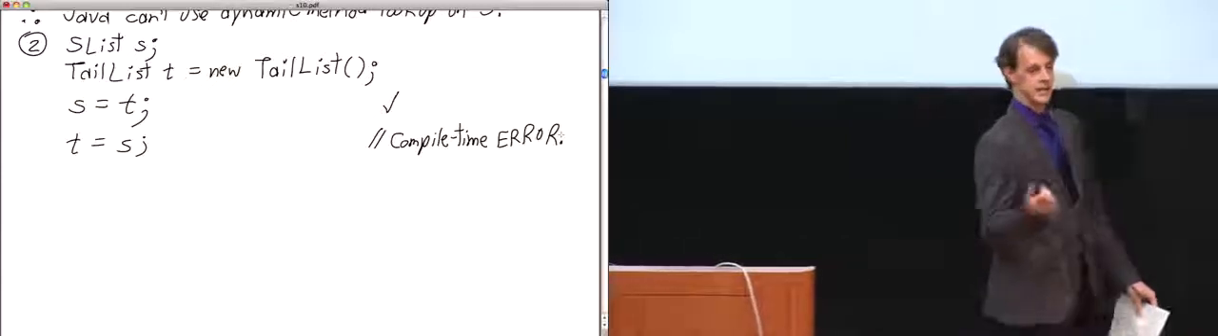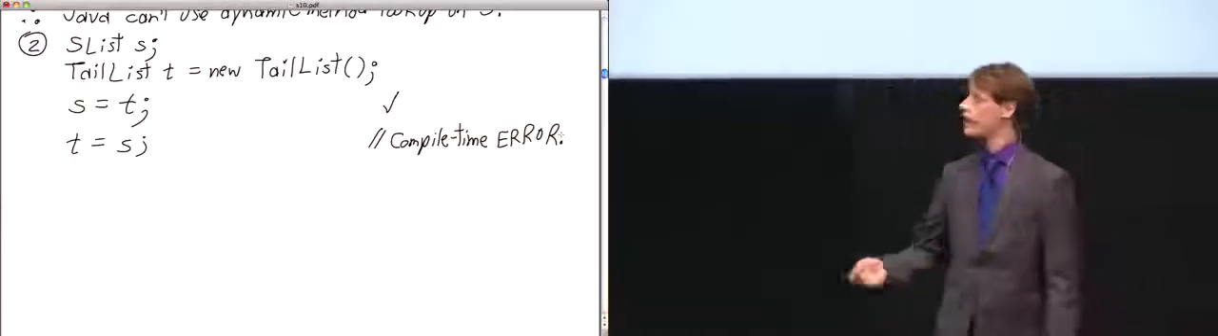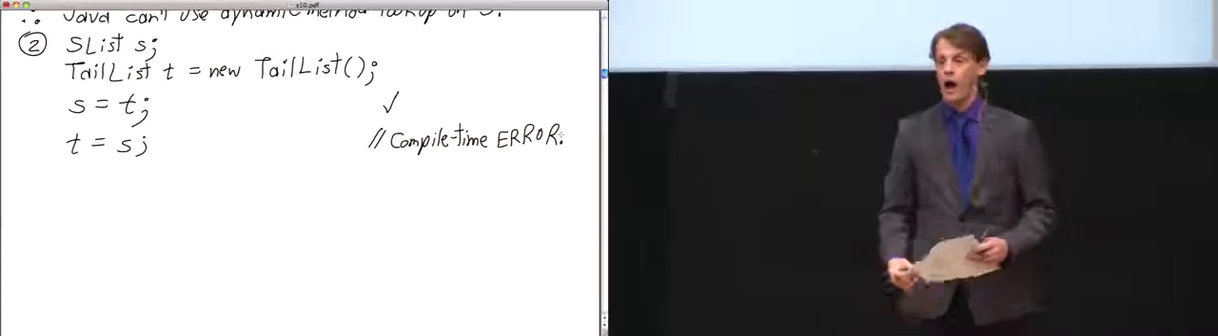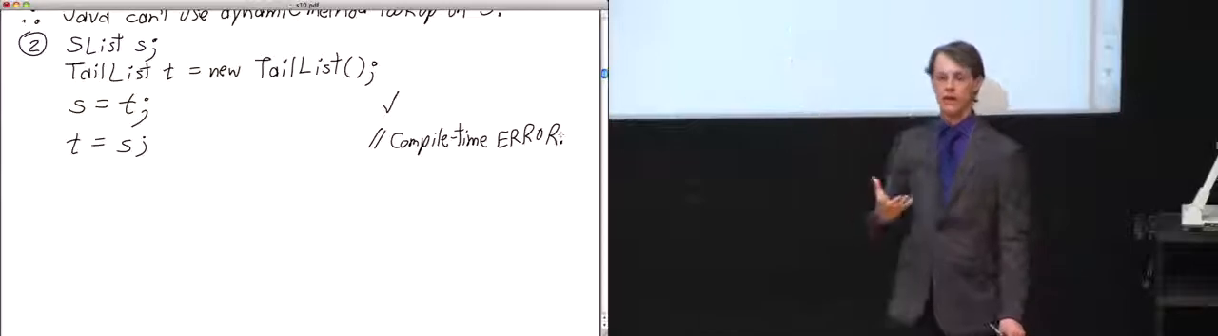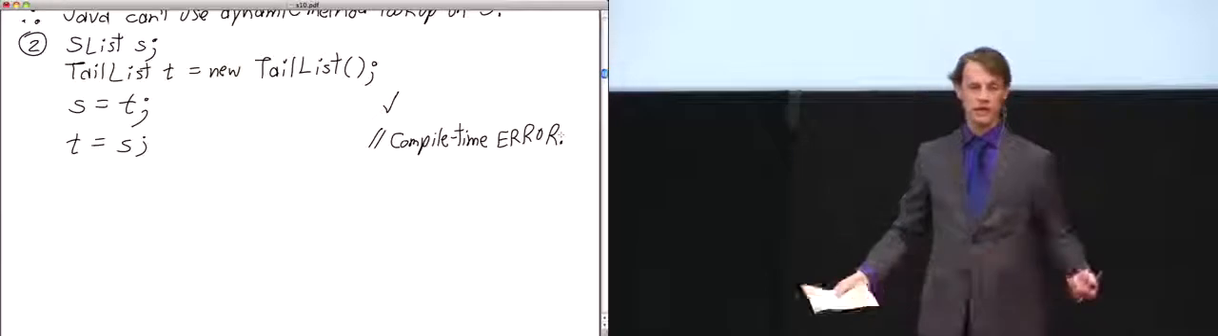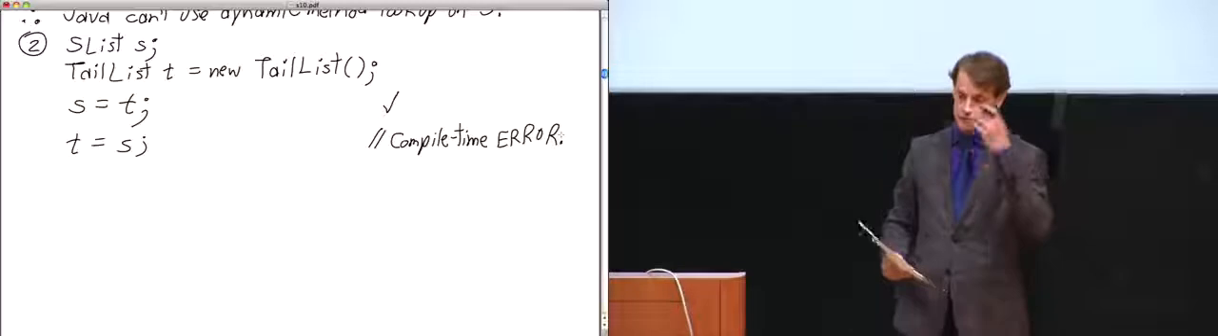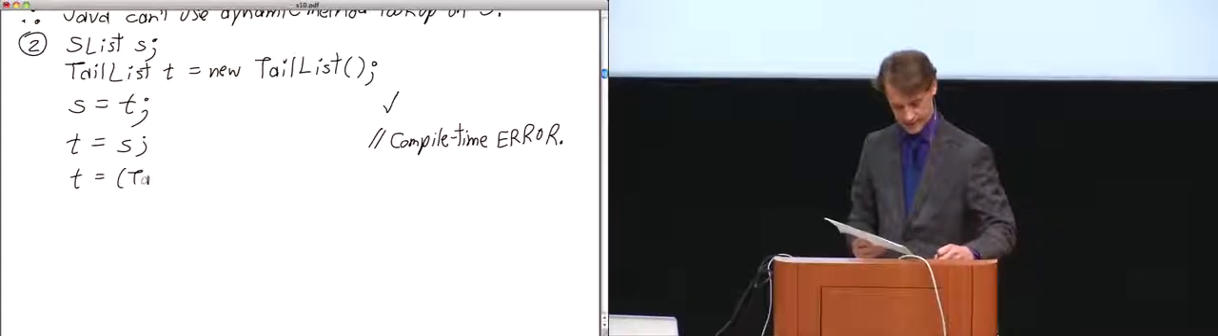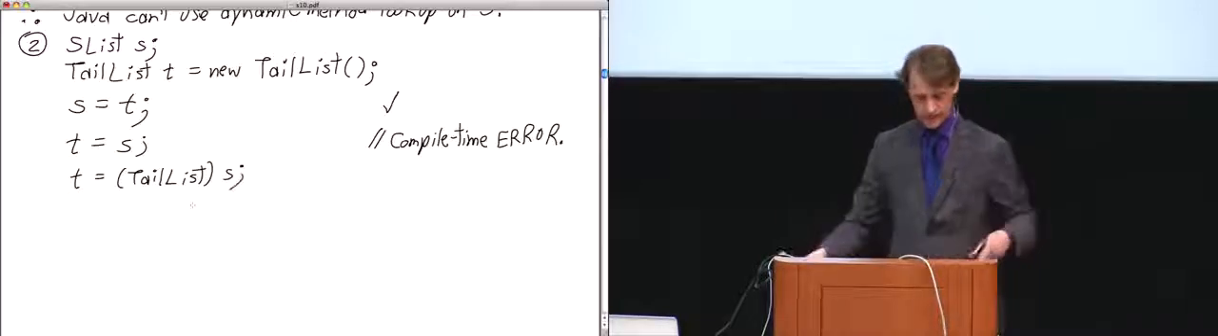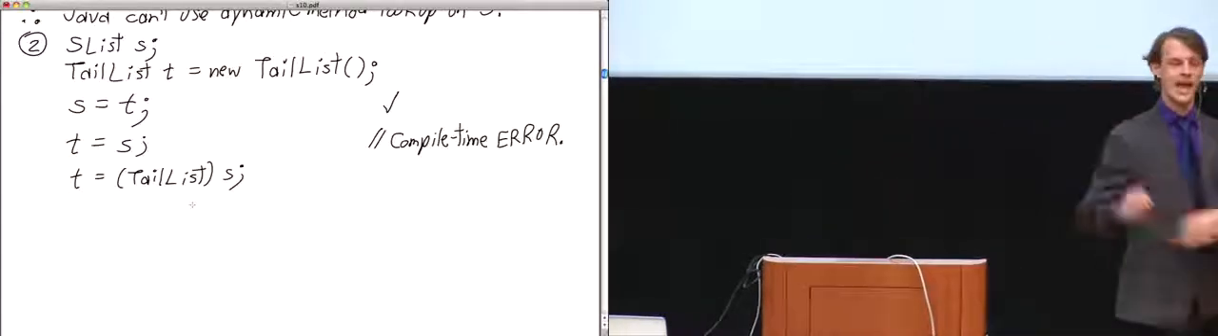Java doesn't want to take the risk that you'll take an SList that is not a TailList and store it in T. But we just made T point to a new TailList. We know that its dynamic type is TailList, so it should be safe to do this. So what I want is a way to reassure the Java compiler that it's okay to assign S to T. And Java will let you do that as long as it's sure you know what you're doing. And you assure it by writing a cast. That says T equals (TailList) S.